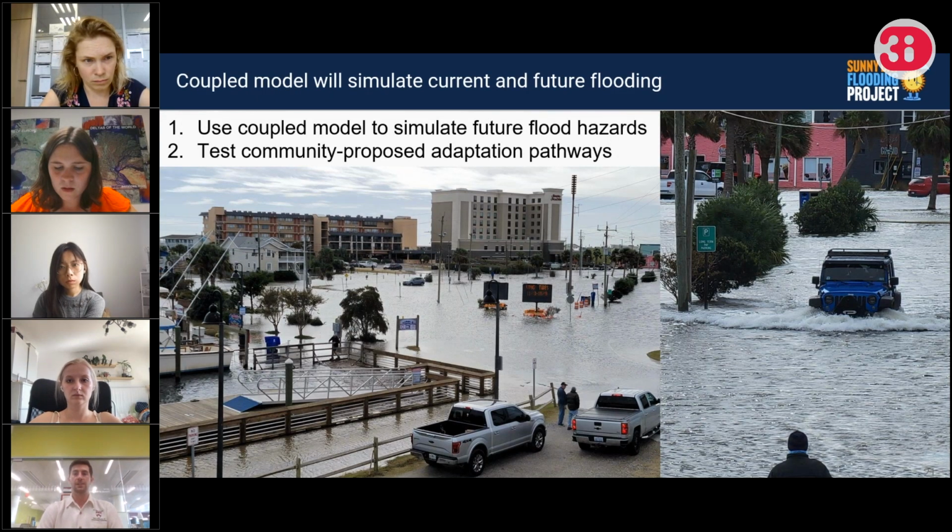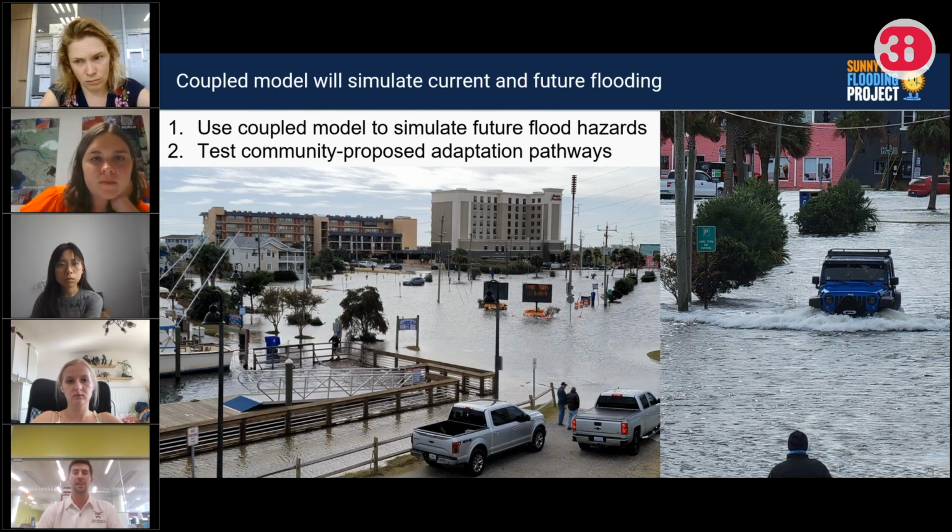Once we have a fully developed coupled model calibrated to data from our sensors, we will use this model to simulate future flood hazards by running simulations at different future baseline water levels as projected by sea level rise forecasts. We will also engage the community in a participatory modeling framework to see what adaptation pathways they might want to pursue and test the timescales and levels of future sea level rise at which these adaptation measures will effectively mitigate flooding.